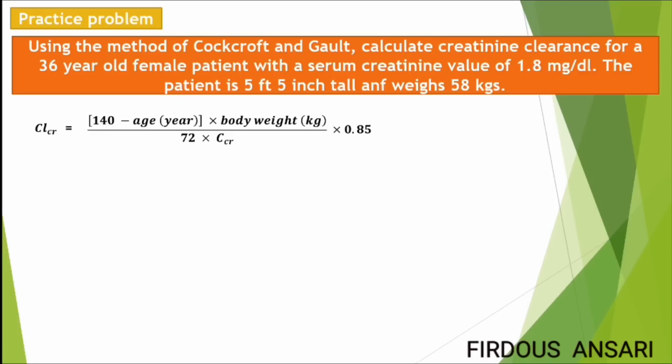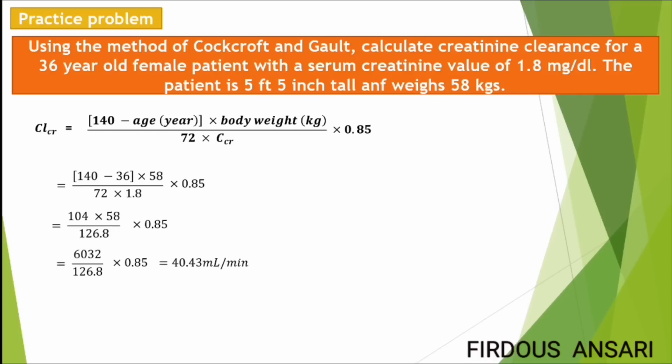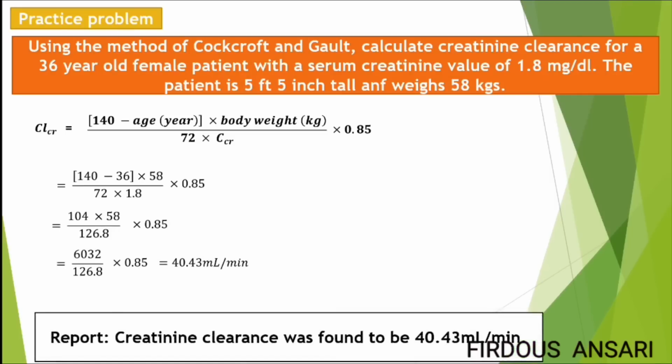Sometimes this height, 5 feet 5 inch, is given to confuse you, so that you think about whether the person is obese or not. So do not get confused, and you should properly keep all the values and just calculate, and we'll have this much value, 40.43 ml per minute, and you need to write the report of the same. So this is how we'll calculate these equations.